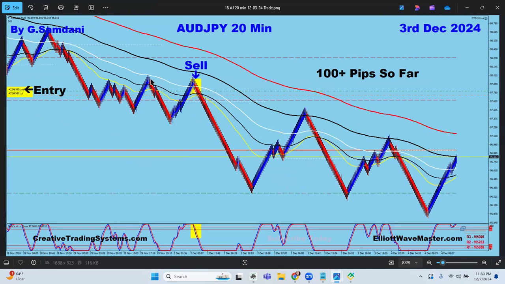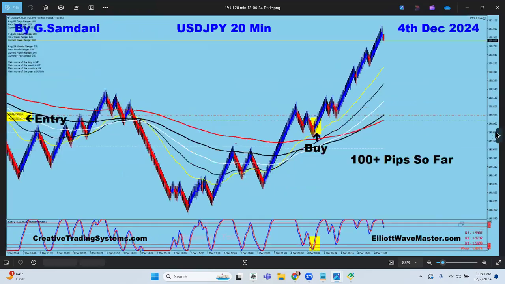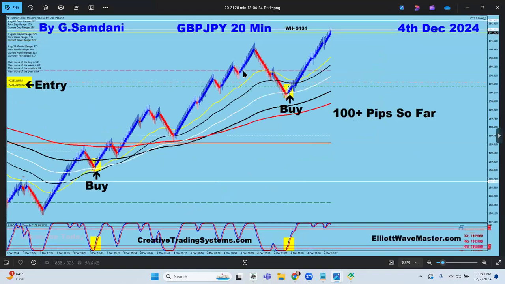So what do I lose here? Nothing. That's how it is. This is the first entry. SL never hit, and 100 pip on USD yen 20-minute long on the fourth. Pound yen going up long from the 20-minute chart for 100 pip. This was the entry. This was one of the first entry I showed you, right?